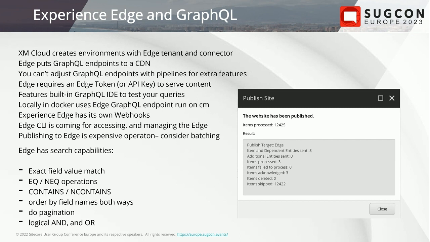Experience Edge has search capabilities, and obviously you can search by exact field value match. You can do equal, not equal operations. You can do contains, not contains. You can filter by the field names in both ways, do pagination. You can do logical AND or OR operations.